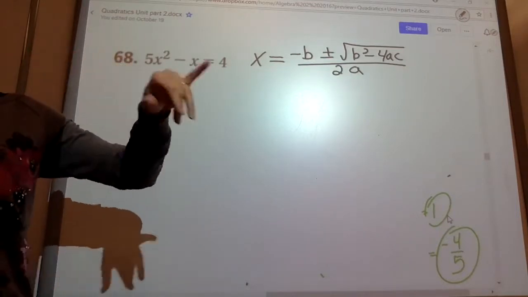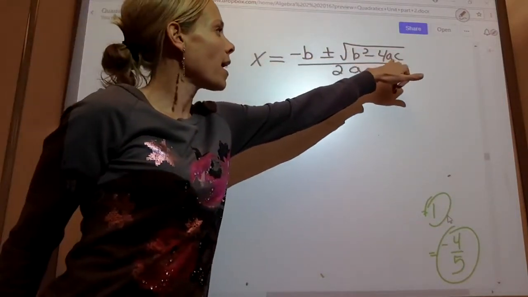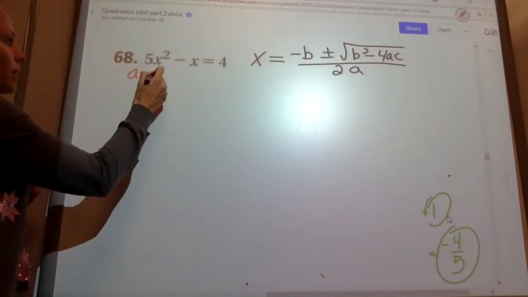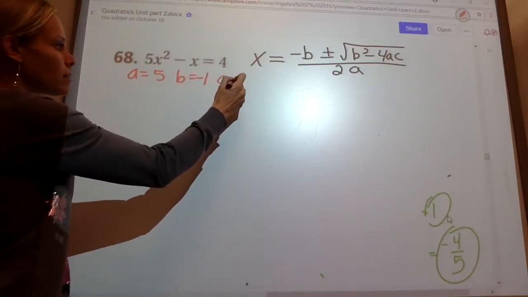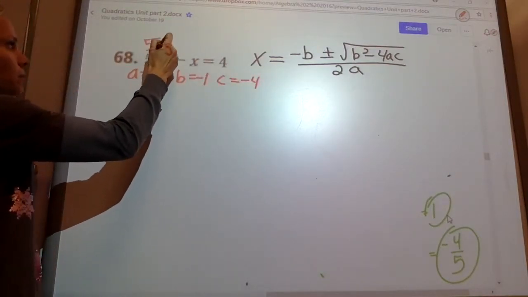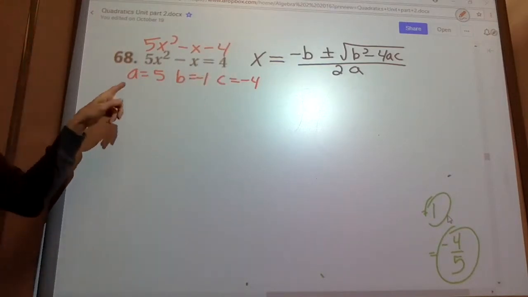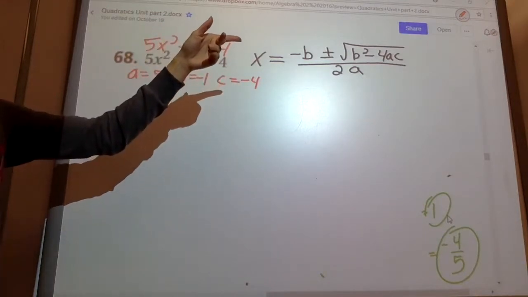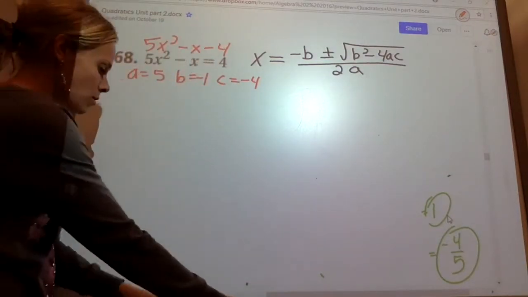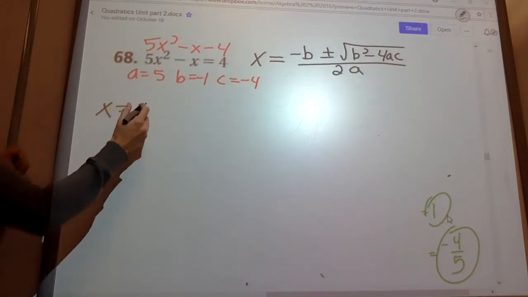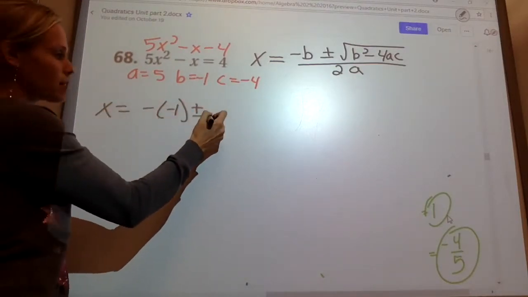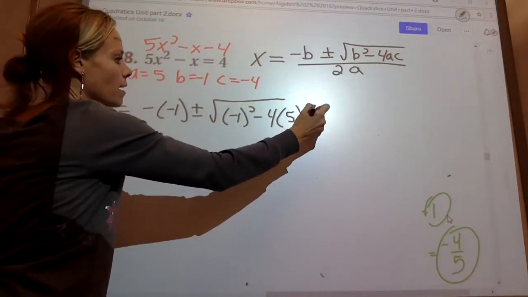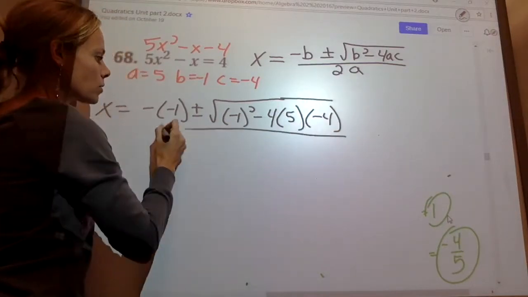So notice I have three variables: a, b, and c. Where do those come from? A is 5, b is -1, and c is -4, because I have to subtract the 4 to the other side. So a is 5, b is -1, c is -4. So can we just plug and chug? Plug them in. So x would equal negative b plus or minus the square root of b squared minus 4 times a times c, all over 2 times a.